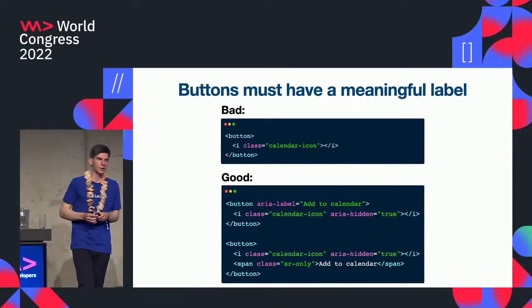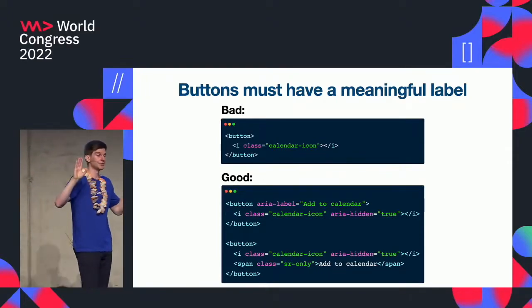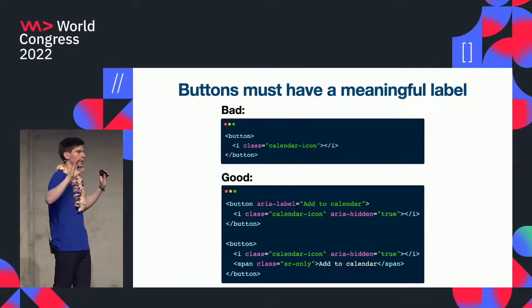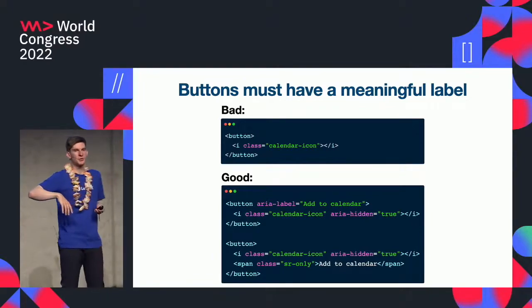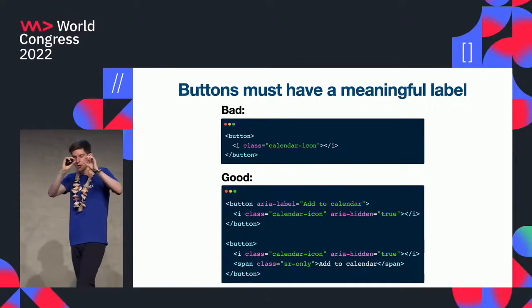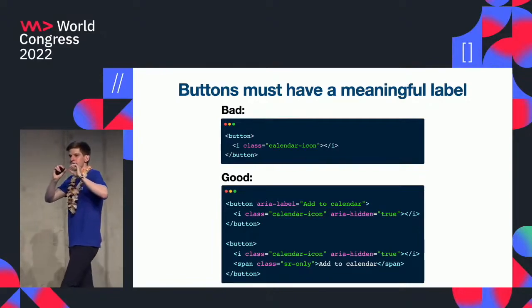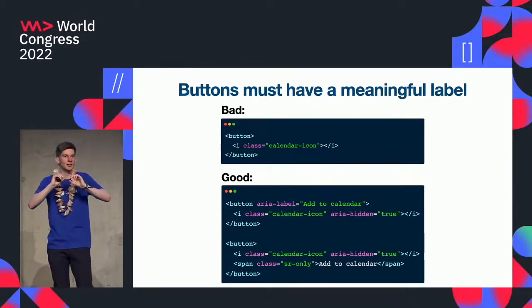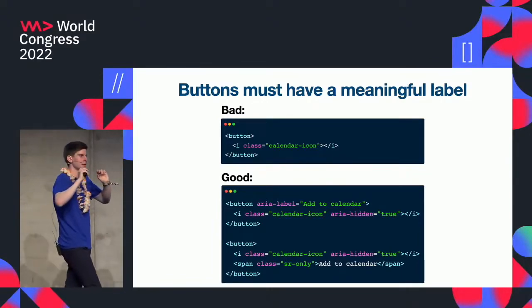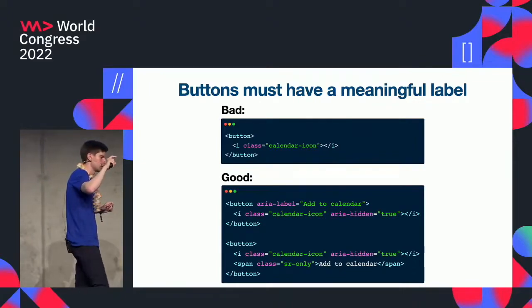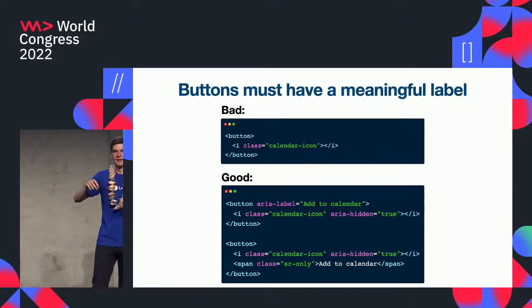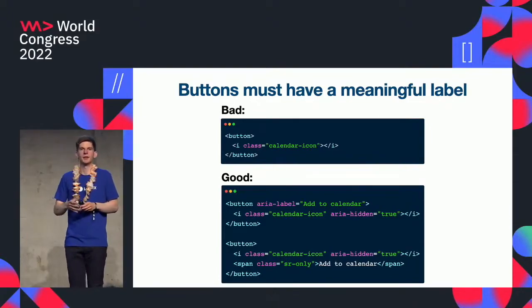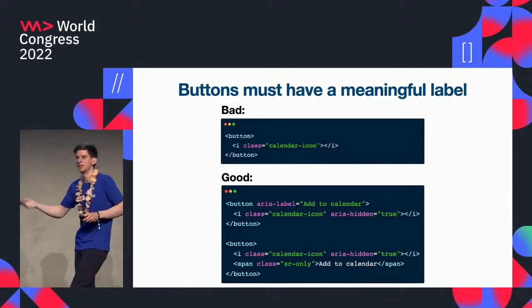Buttons must have a meaningful label. I've been guilty of this myself many times. When you build some blog website and you have a small read button below each list item on your main page. Screen reader users, they skim through the links, and then after every list item, they get another link that says read.